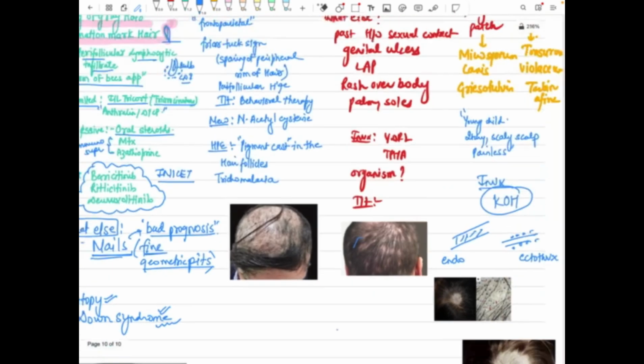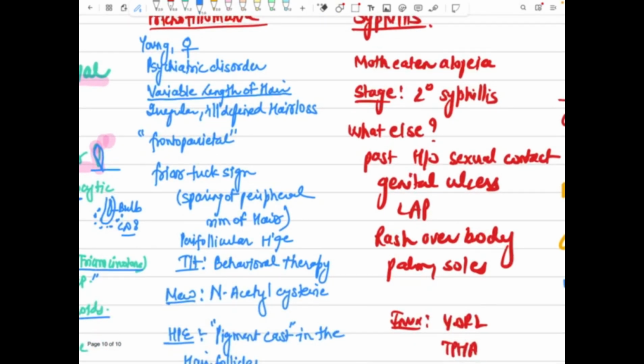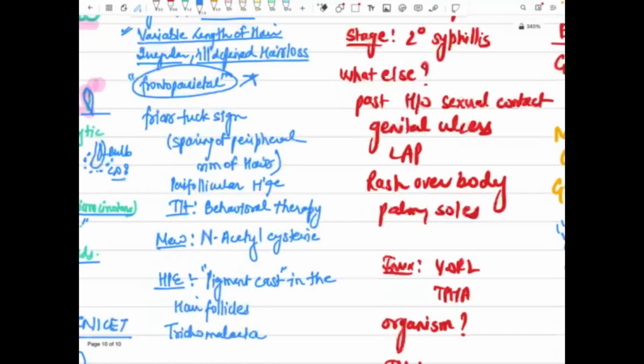Very well defined. Next is trichotillomania. Trichotillomania, how do they present? They will be usually females having some psychiatric disorder since it is an OCD. So how will you identify? It will not be smooth. The patch will be very irregular, very ill-defined hair loss of frontoparietal region predominantly, and inside the patch also the variable length of the hair. This is the term we should remember: variable length of the hair.